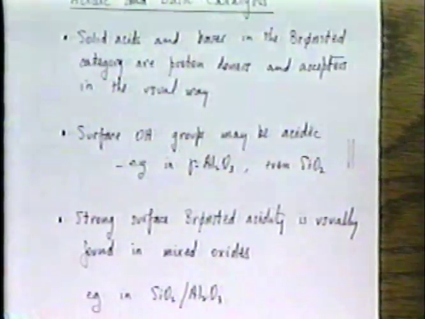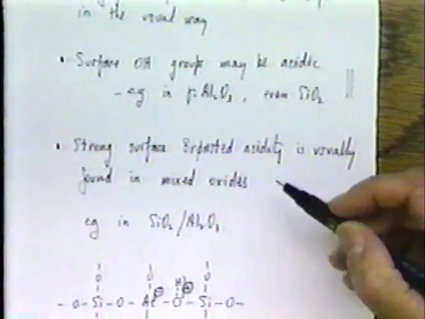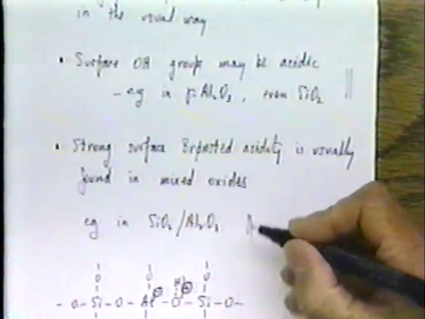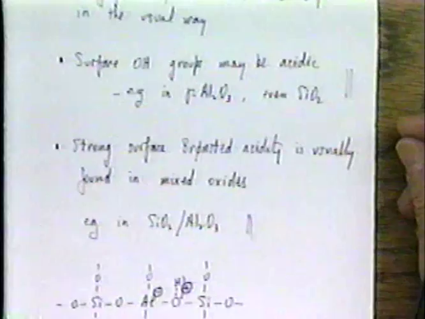It is generally observed that strong surface Bronsted acidity is found with mixed oxide systems, and by far the most famous of these is the silica alumina mixed oxide system, which has a long history as a solid acid and a long history of industrial use which still goes on.